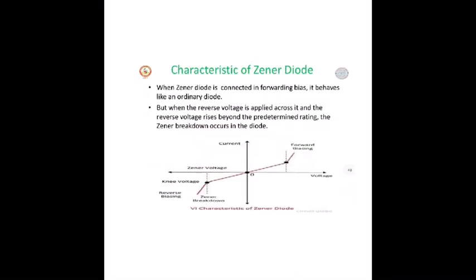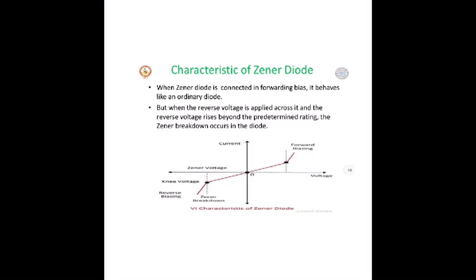When a junction diode is reverse biased, normally only a very small reverse saturation current flows. So when the Zener diode is connected in forward bias, it behaves like an ordinary diode. But when reverse voltage is applied across it and rises beyond the predetermined rating, Zener breakdown occurs in the diode.